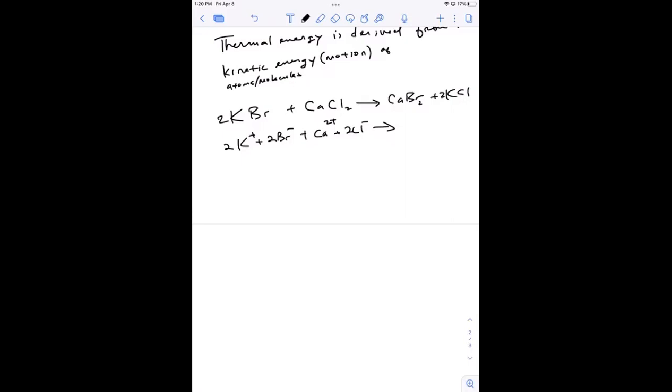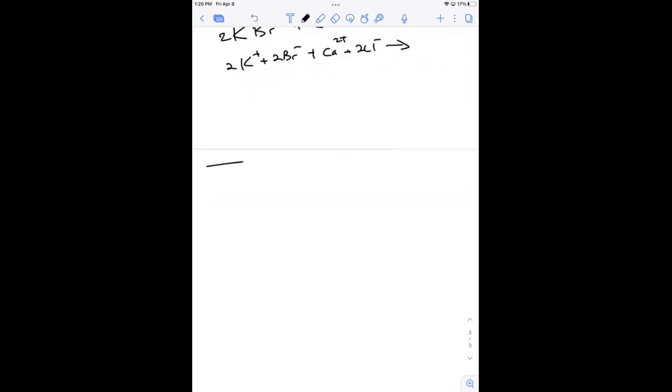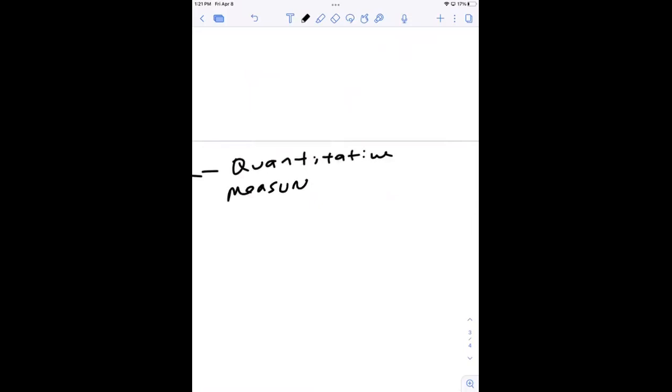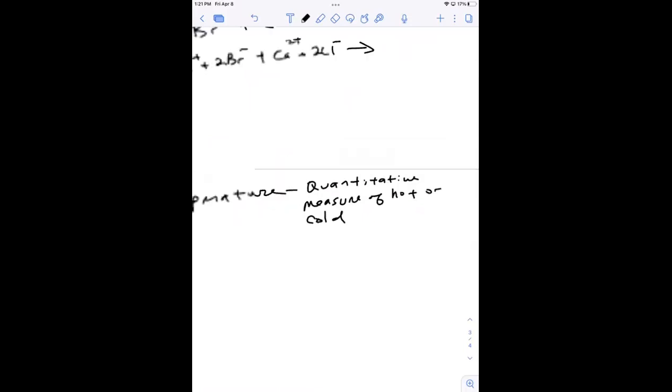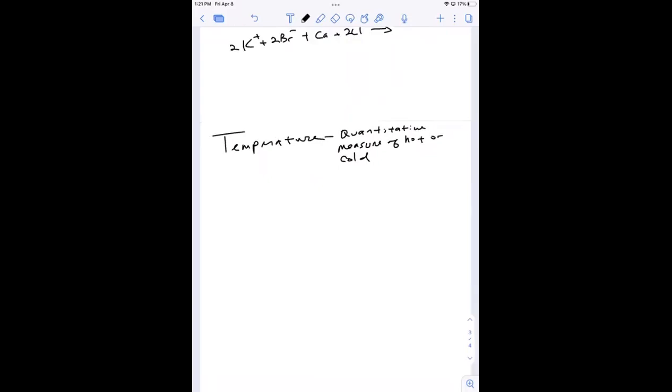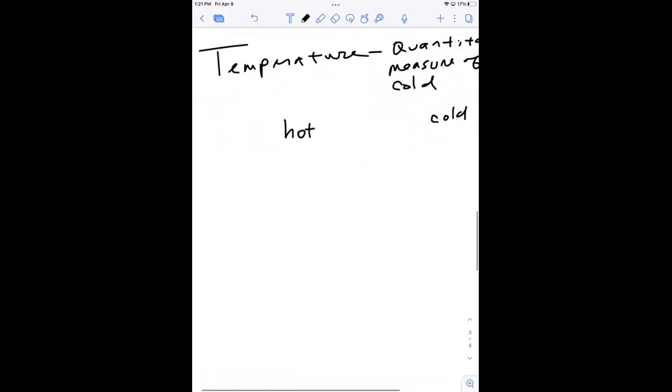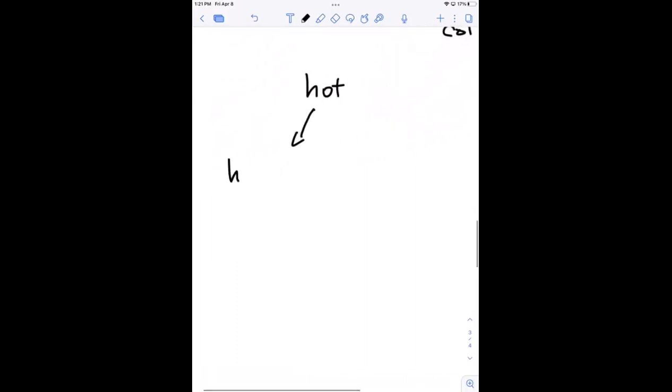And as a result of that thermal energy, you can have both temperature and heat, right? So for temperature, let's define that. When we think about temperature, it's just a quantitative measure of how hot something is or how cold something is. I hate this word. So the temperature is how hot or how cold something is. And hot and cold are functions of thermal energy, right? If something is hot, that means that it has high thermal energy.